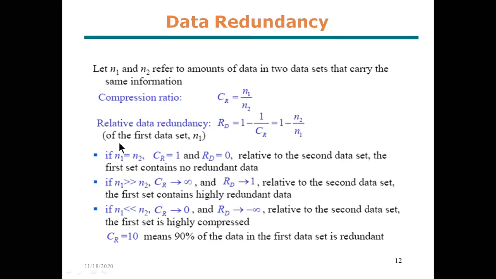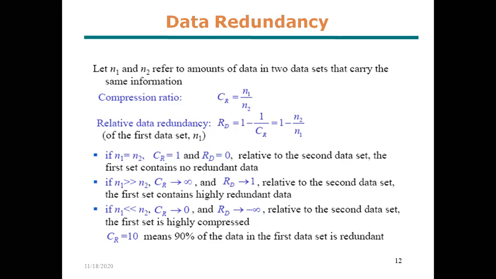The next one is relative data redundancy. Relative means we are comparing the redundancy with one, because here we are considering two data sets. I want to define the relative data redundancy with respect to some other data set. For example, if you want to define relative data redundancy with respect to the data set N1, I want to define it.